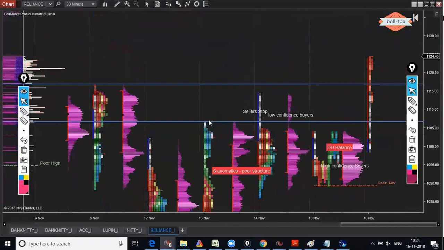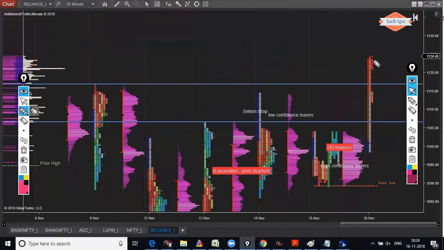So they took a two-day high. And one of the other things I have to monitor is the price coming down. This level has to be monitored. So far, it's a high confidence market. Don't fight it. Let the market settle on its own, right?